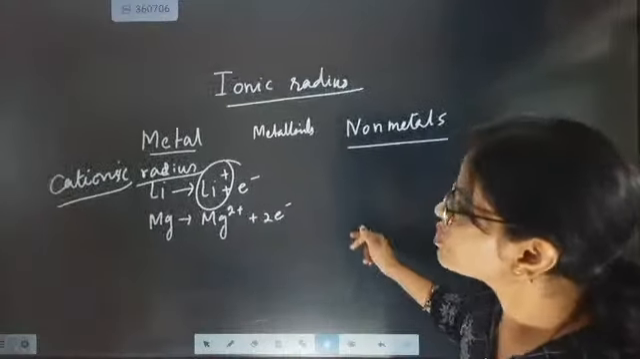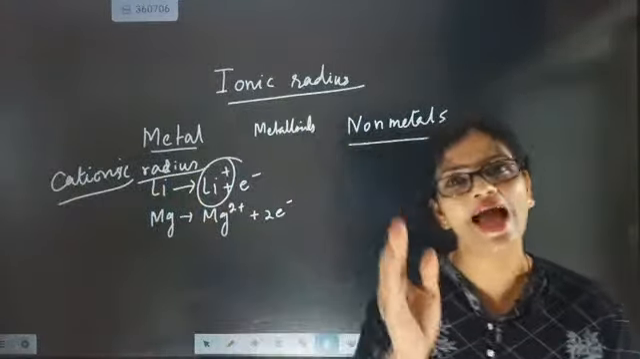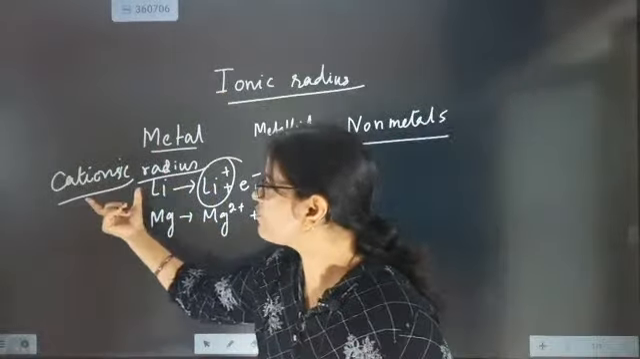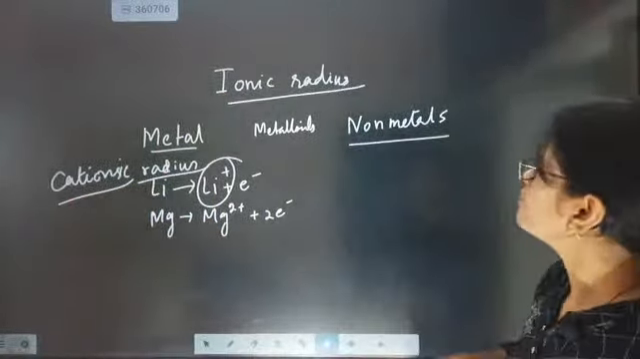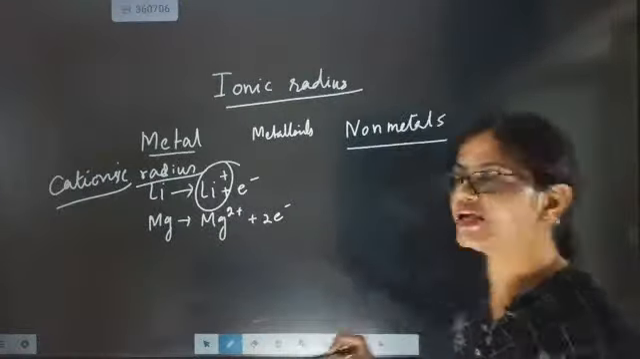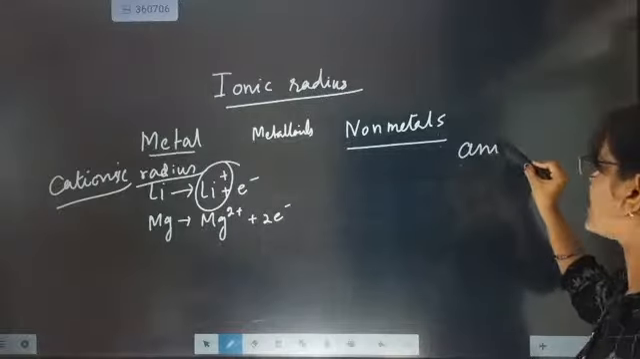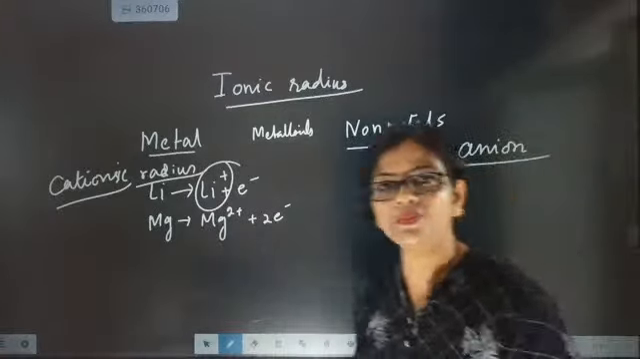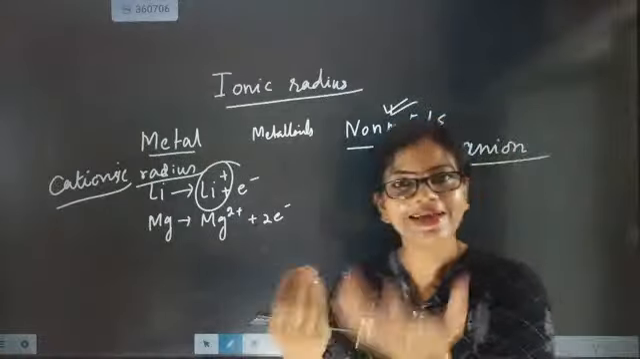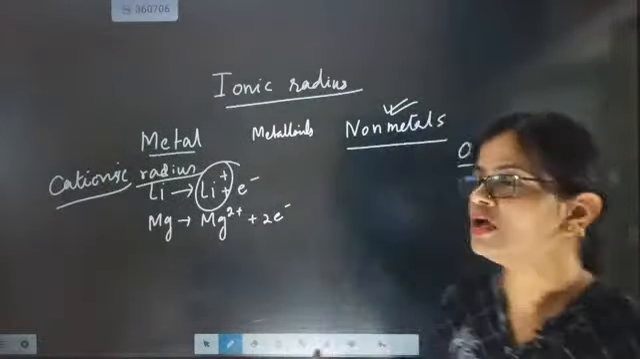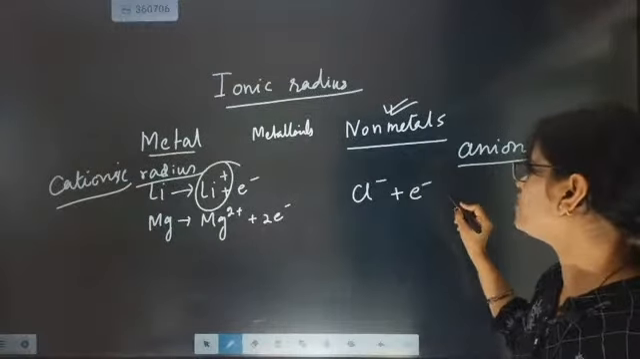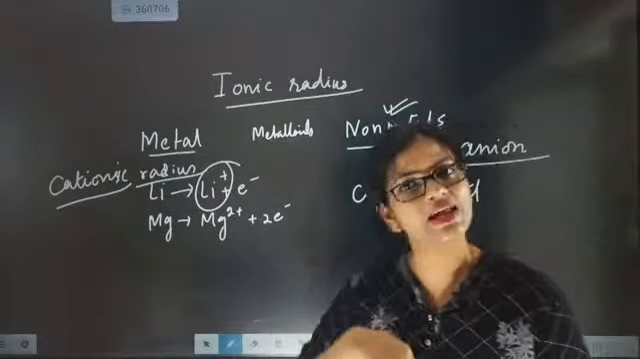Now look here. Cationic radius means when an atom loses electrons, it forms a cationic radius. Now what is an anion? Anion means when gain of electron happens, it is called an anion. All the non-metals need electrons. Let us take chlorine. Chlorine is getting one electron; chlorine needs an electron.